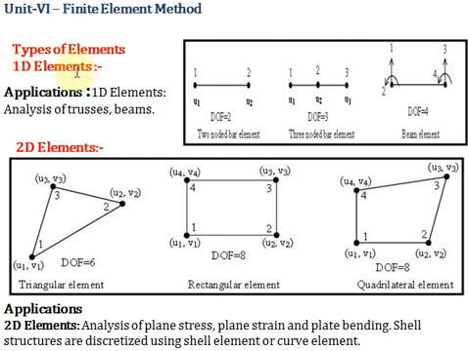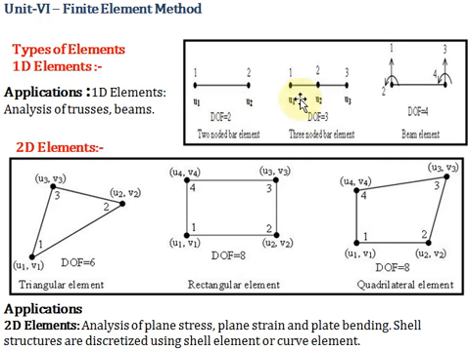The first type is 1D elements. So here, the different types of 1D elements are two noded bar element. So a single bar, the two nodes are considered 1 and 2. As it is one dimensional, there will be 1 degree of freedom at each node. As there are two nodes, total degree of freedom is equal to 2.